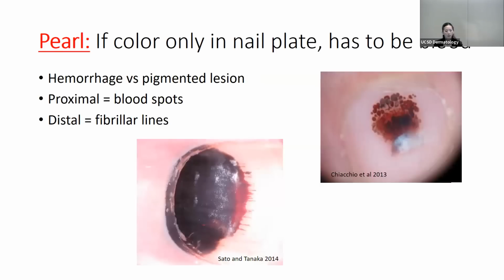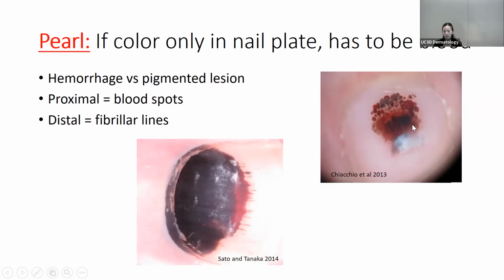Talking a little bit just about nails. This, to me, it seemed obvious hearing it, but I think should be reiterated. If you see something pigmented, but it's only in the nail bed and it doesn't go proximally, it has to be blood. It's not going to be a mole. It's not going to be a melanoma. You can reassure the patient.